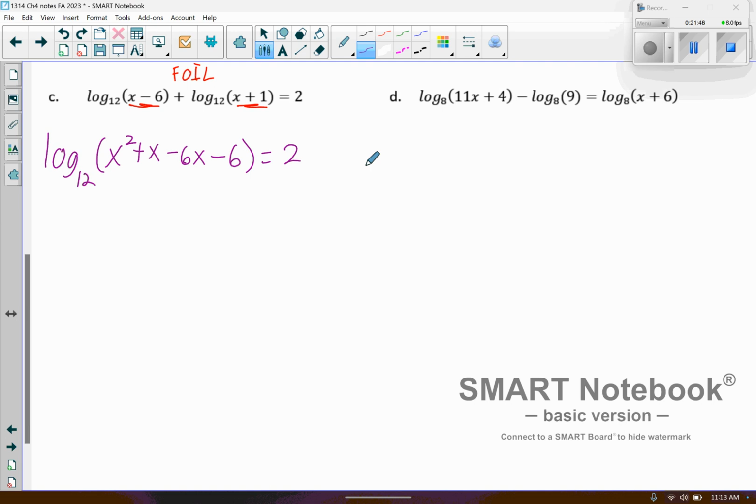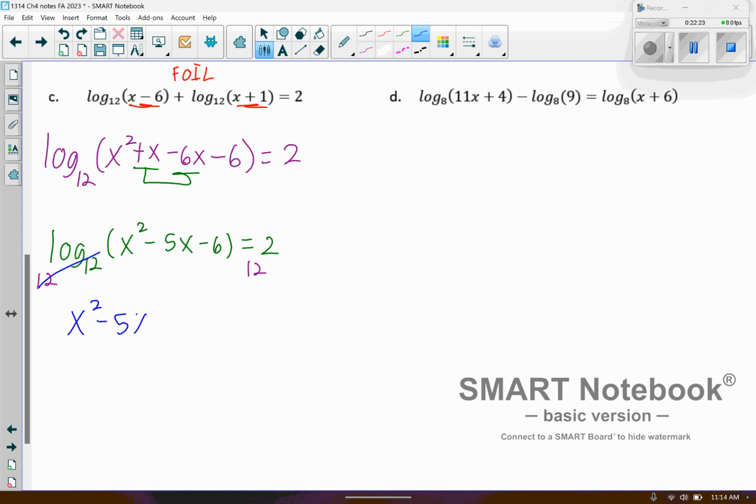And so actually, this looks like I actually mixed this up. This should have been on the previous page, but we'll go ahead and finish this one because this isn't going to have that one-to-one property in it. So what we'll do here is we'll go ahead and combine that right there. And so we're going to have log base 12 of x squared minus 5x minus 6 equals 2. And then we're going to insert a base 12 on both sides. And so that's going to cancel out, and we're left with x squared minus 5x minus 6 equals 12 to the power of 2.